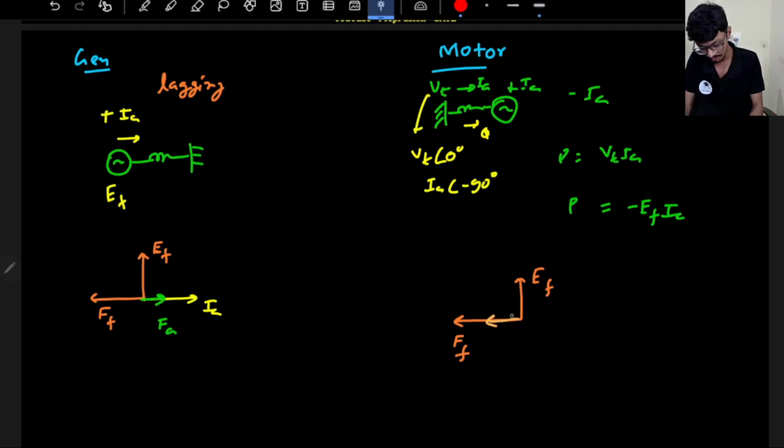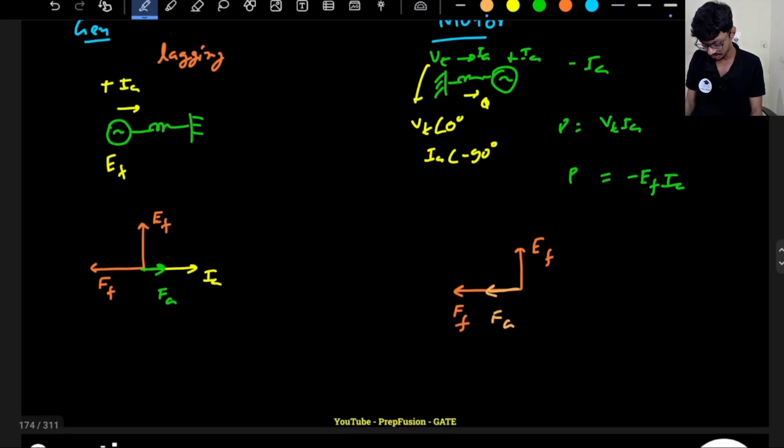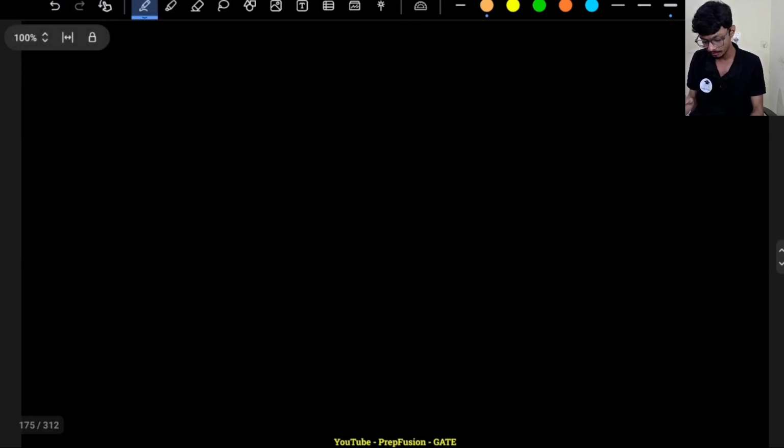So whatever the direction of the armature reaction MMF should be along the direction of FF, it should support the field flux, because I am delivering the reactive power. So I will just discuss this, because this is a confusing topic for motors.